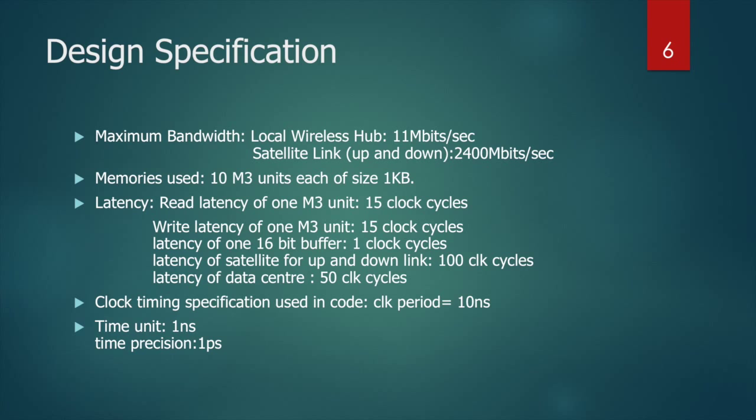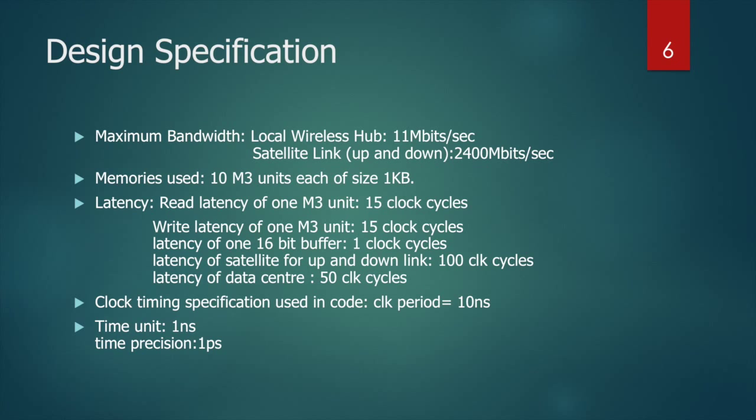The design specifications are: the maximum bandwidth of the local wireless hub is 11 megabits per second. The satellite link up and down both add up to 2400 megabits per second. The memory we used in our design are M3 units, which have a size of 1 KB, and there are a total of 10 in our design.